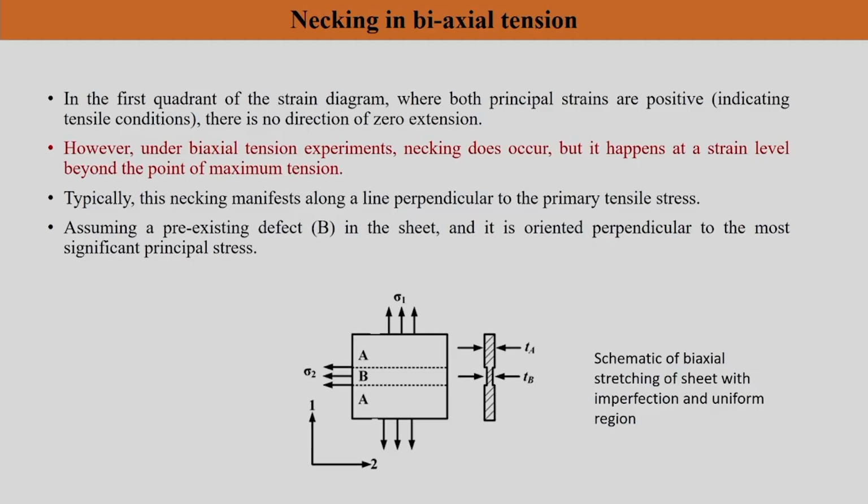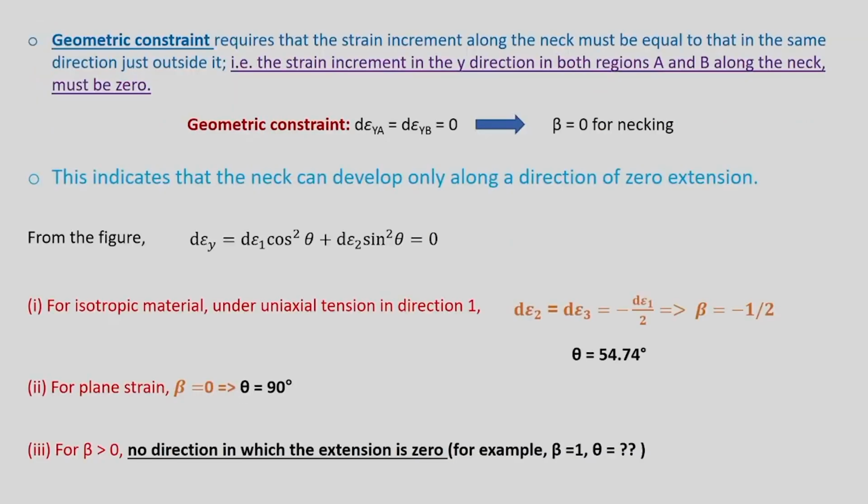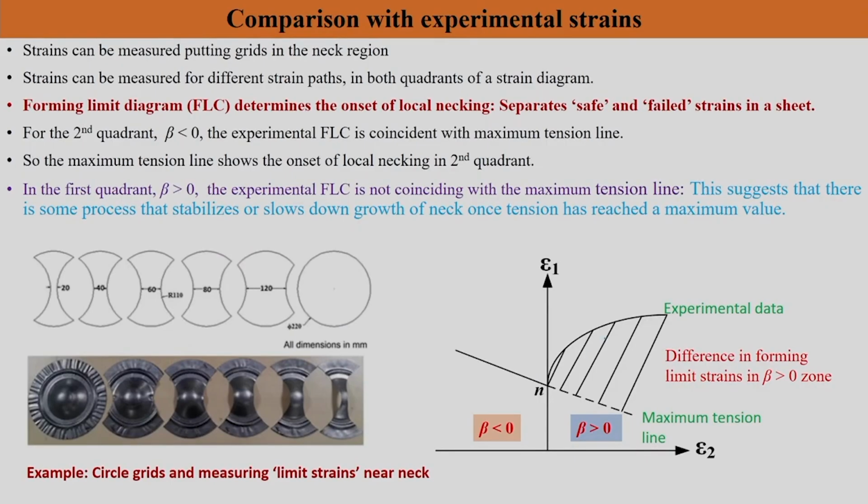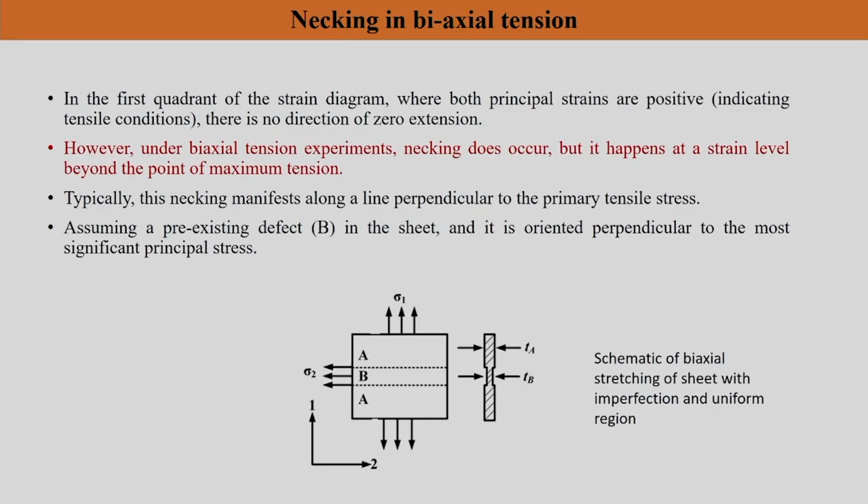Now let us go into the details of necking in the biaxial tension, how it is going to happen in the biaxial tension. So we pick up only one case, that is necking in biaxial tension, that is on the right hand side of your forming limit curve, this side of the forming limit curve. We are going to this particular region and we are going to briefly discuss how necking is going to happen.